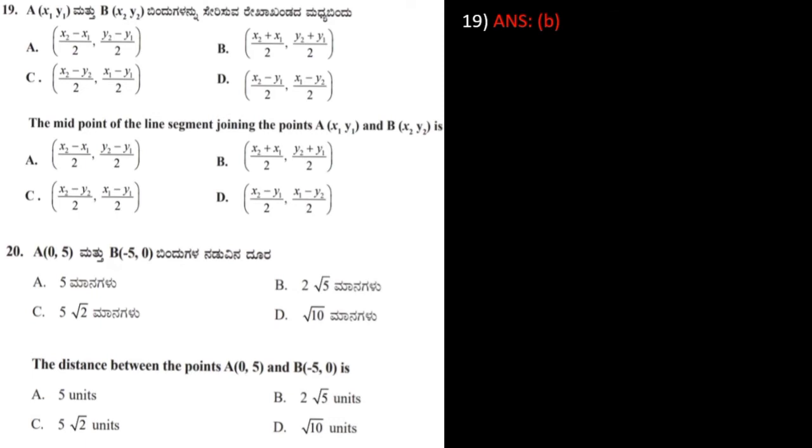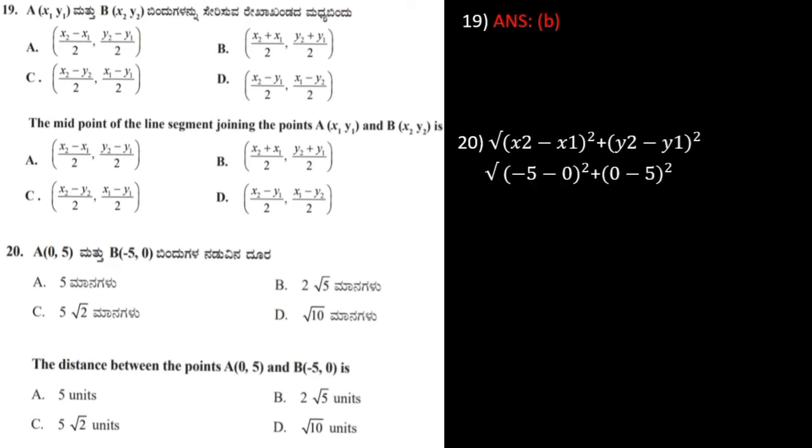Next we have the 20th one. The distance between the points A of 0, 5 and B of minus 5, 0 is. Here they gave two points: x1 is 0, y1 is 5 and x2 is minus 5 and y2 is 0. We will take the distance formula. What is that? Square root of x2 minus x1 whole square plus y2 minus y1 whole square. Now we will substitute all the values. We will get square root of minus 5 minus 0 whole square plus 0 minus 5 whole square.